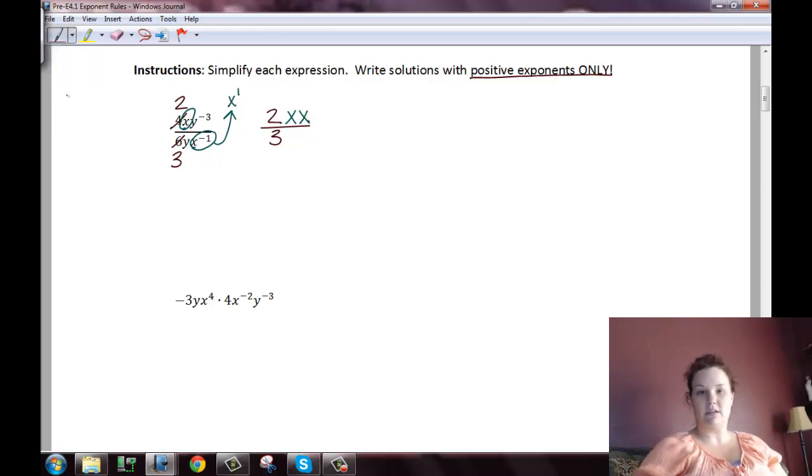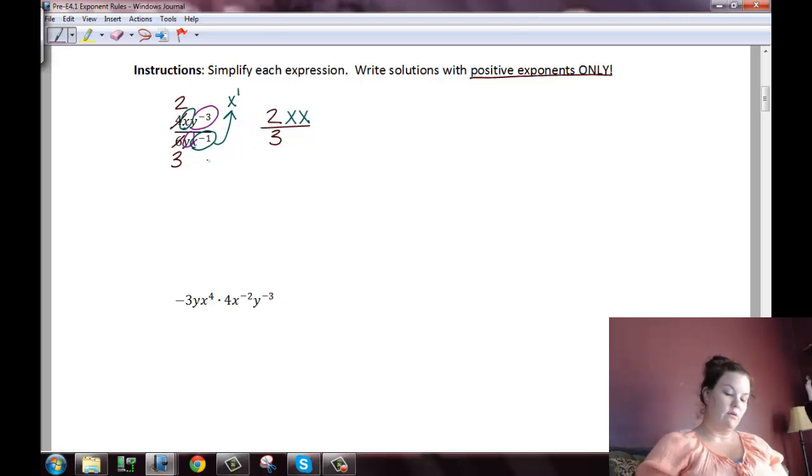Okay? Before I do that, I'm going to look at the y's. When I look at the y's, I have a y to the -3 on top and a y to the first power on bottom. So again, if I move this y up, I'm going to get y to the -1. Combined with the y to the -3 would give me a negative number.